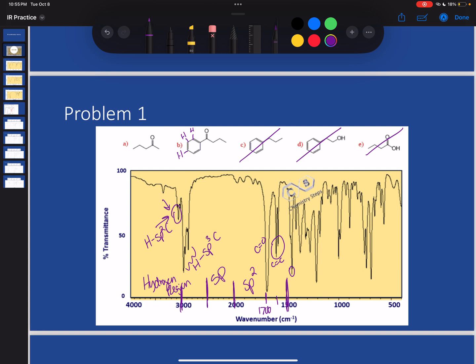So that's another way I could have verified that the benzene ring is present. I could have looked for the carbon-carbon double bond peaks. I could have looked in the fingerprint region for benzene, or I could have just recognized the fact that I'm going to have sp2 hybridized carbon-hydrogen stretches. So I'm pretty confident the answer here is going to be B.